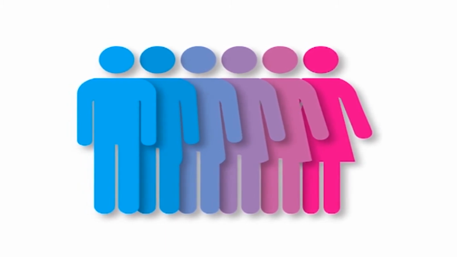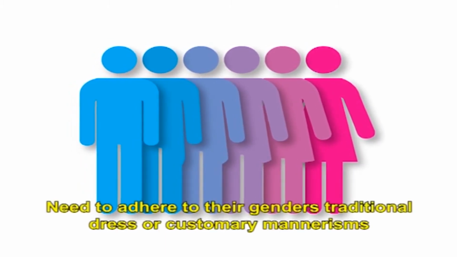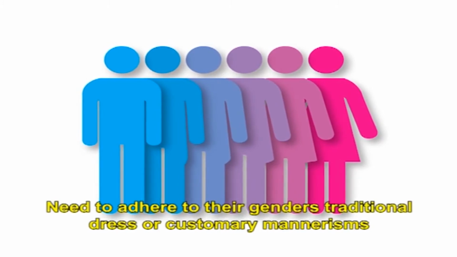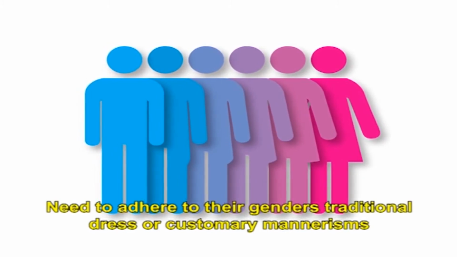Children are taught at an early age that they need to adhere to their gender traditional dress or customary mannerism. Social and environmental factors that develop gender identity. Other studies have shown that children's upbringing and social environments also have an impact on the development of gender identities. Children's interests, behaviors, and overall self concept are strongly influenced by parental teaching.